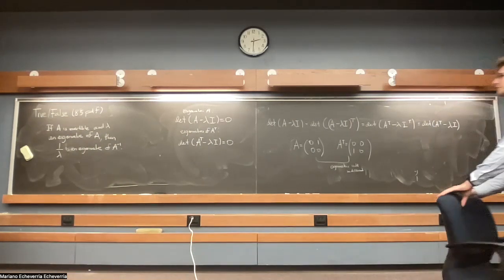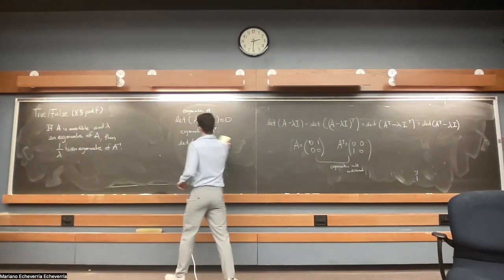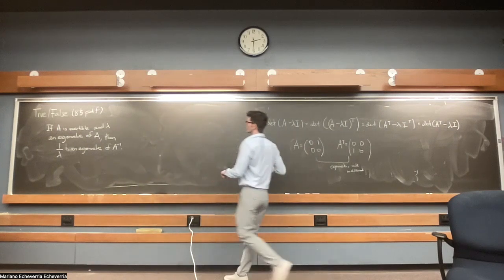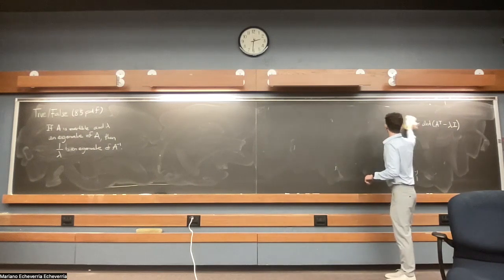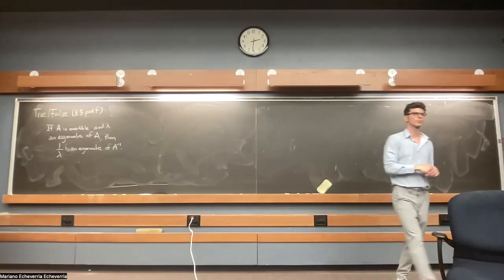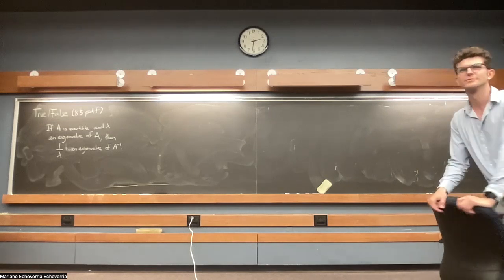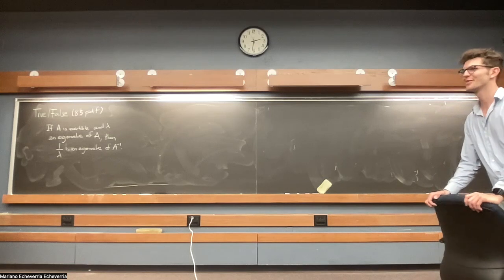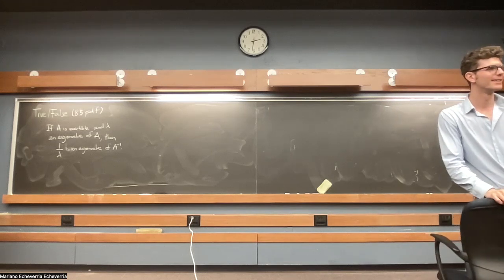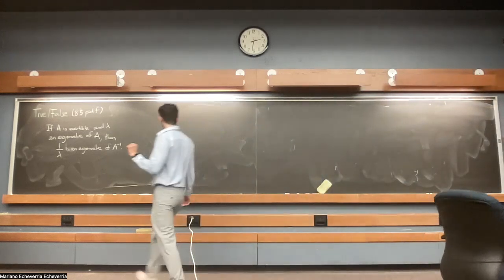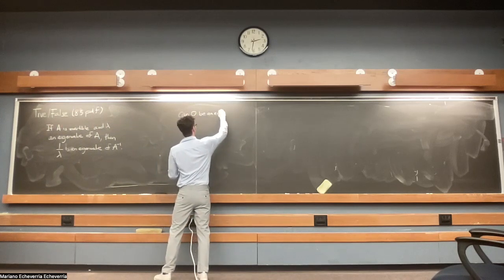What do you think will be the case here? True or false? False. Now you have to give me a counter example. Would it be false? Because if you have 0 as an eigenvalue of A, then 1 over 0 is undefined. Okay, so that's a good question to start with. Can 0 be an eigenvalue? That's actually a good point to start with.